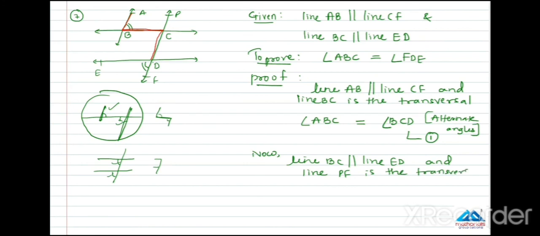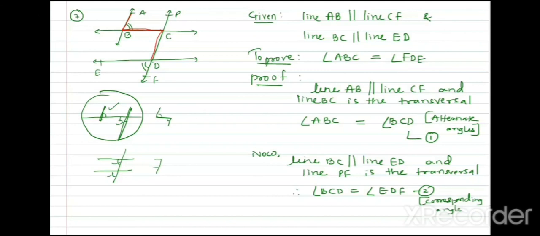So student, BCD and EDF is forming F shape. So F shape angle are corresponding angle and corresponding angle is equals to each other. So we will write angle BCD is equals to angle EDF, take as a 2 and reason corresponding angles. So here student, in 1 and 2, if you people compare 1 and 2, so BCD is common angle and BCD is equals to ABC also and EDF also.